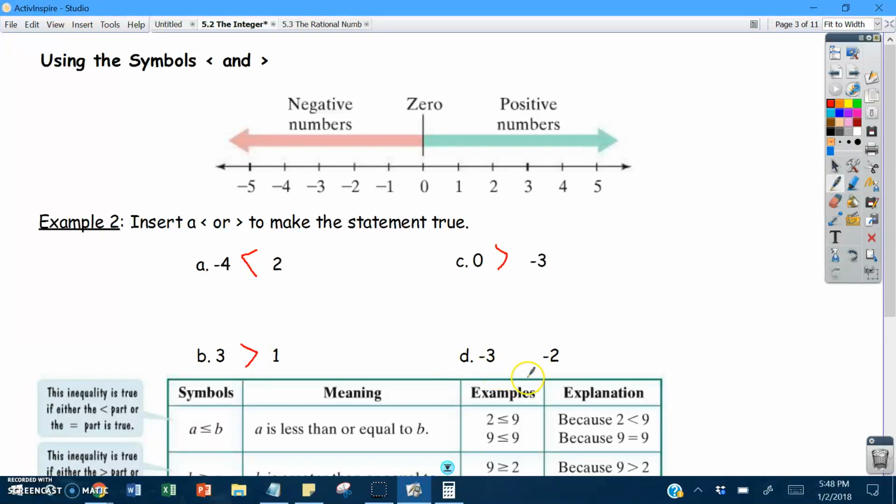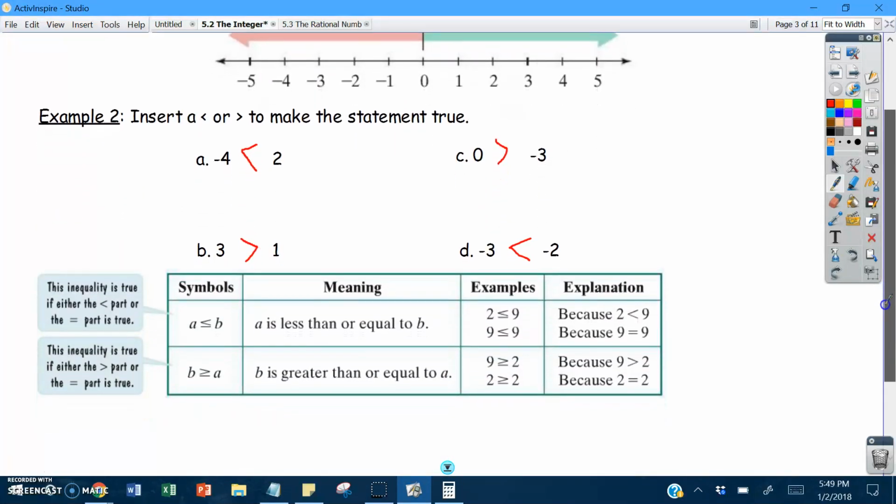And this last one, we might want to refer up to the number line. The -3 is further left than the negative 2, which means it's smaller, and we would say negative 3 is less than negative 2. So as far as integers go, the larger the negative number gets, actually makes it a smaller number.